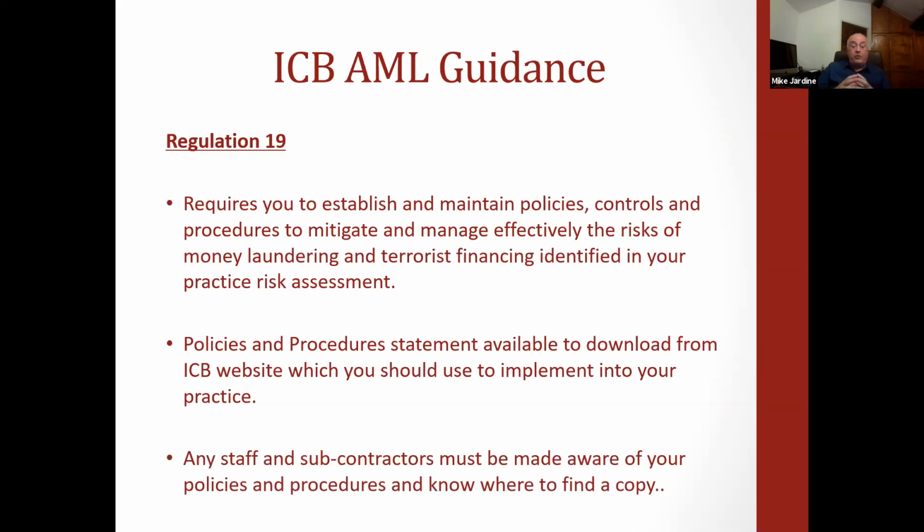Any staff and subcontractors must be made aware of your policies and procedures and know where to find a copy. Once you've completed that, just make sure that your staff are aware of it, and aware of what you've identified as the risk. Some members will engage with their staff to write this document and get some input from them. As long as they understand what the risks are and how they're going to be mitigated, and that forms part of the inspection.